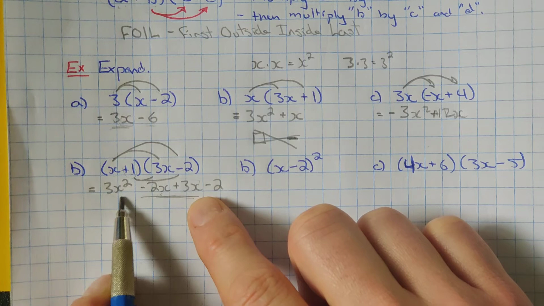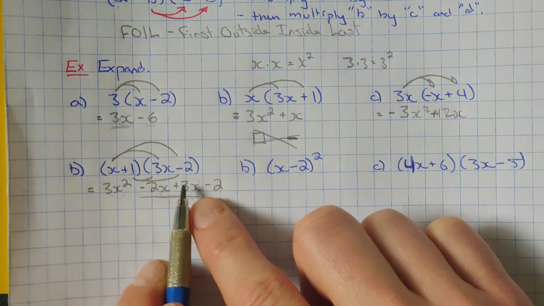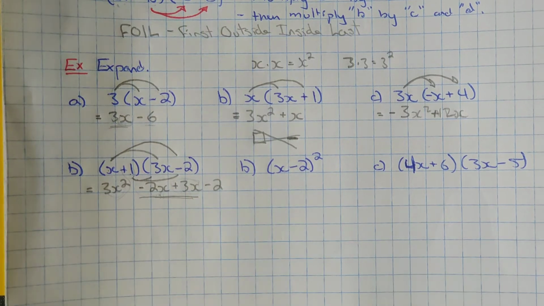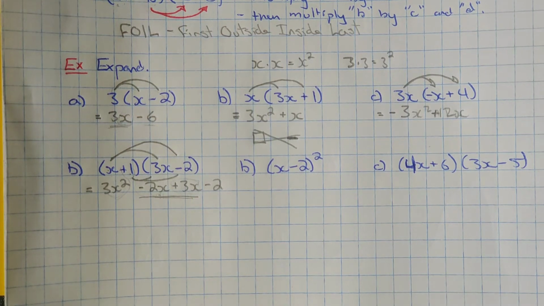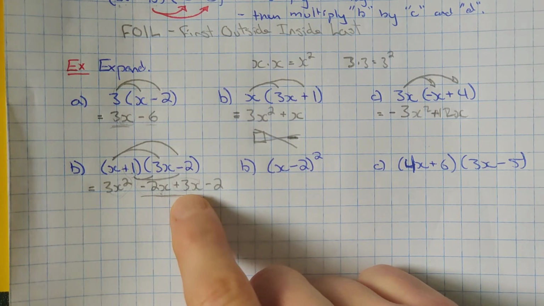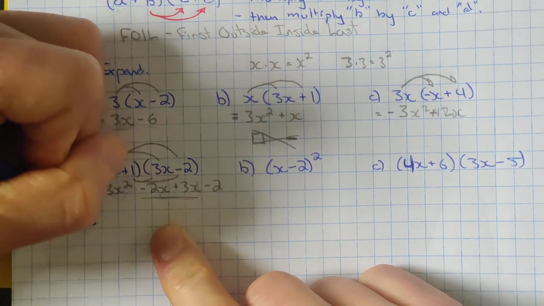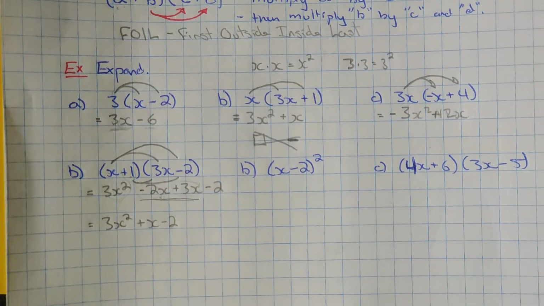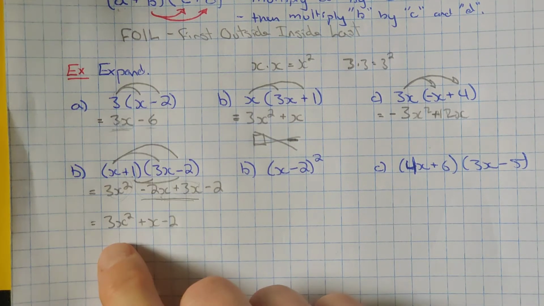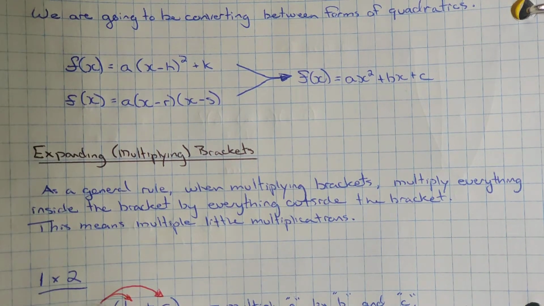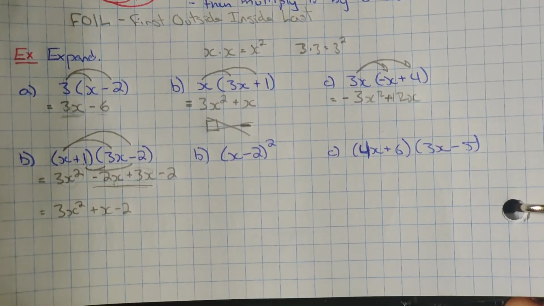But notice this is 3x squared, but this is negative 2x and positive 3x. Those are the same. It's like having little x's on your fridge. If you ever had the little alphabet letters, we can combine those. We have negative 2 of them, and we have 3 of them, so that's 1. So there we can actually add them. We get 3x squared plus x minus 2. And that then kind of looks like that there. Crazy. We got ourselves a quadratic.